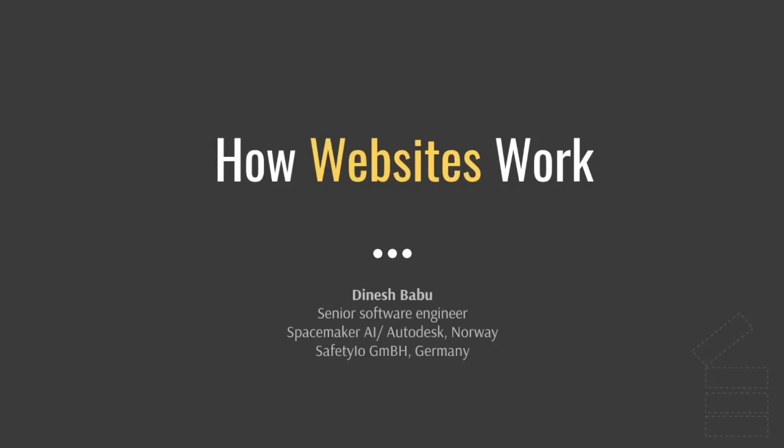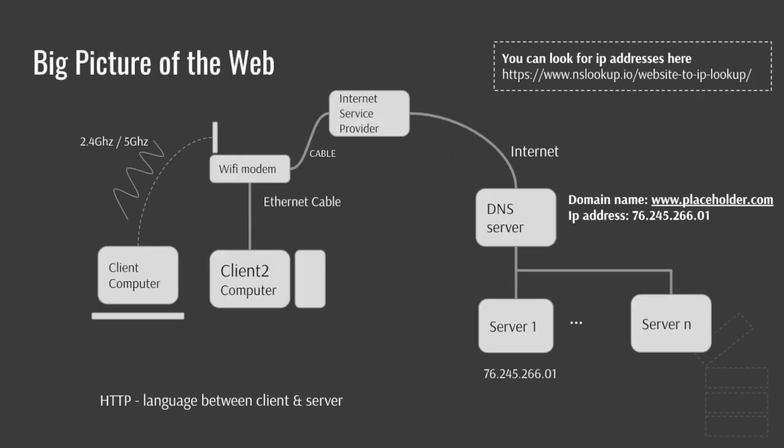So today let's look at how websites work. So let's look at the big picture of the web. In simple terms, the data exchange between the server and the client is what makes up the web experience. A website is hosted in the server and is supplied to the client via internet. So let's look at it in a better abstraction.